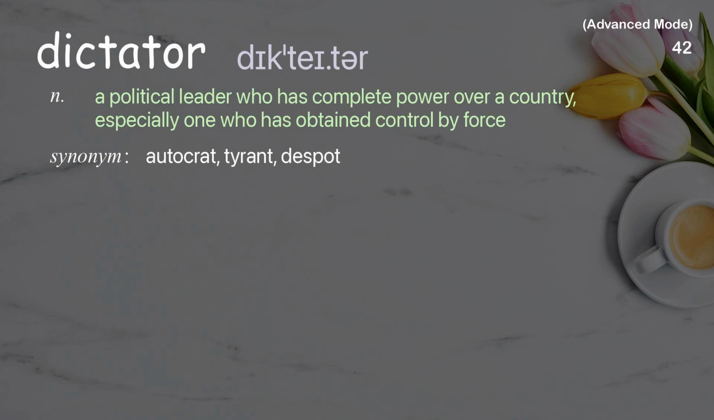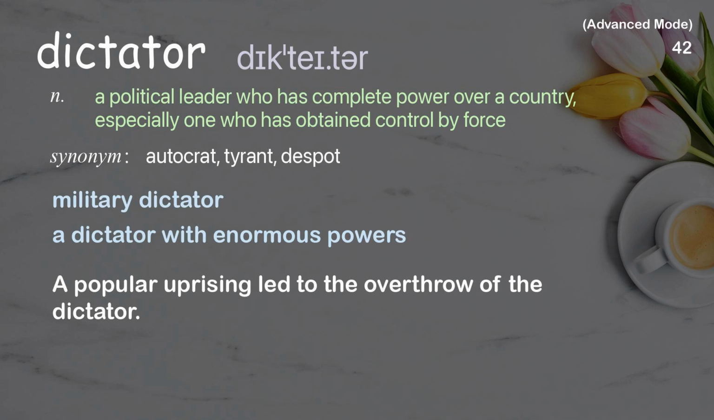Dictator. A political leader who has complete power over a country, especially one who has obtained control by force. Examples: Military dictator, a dictator with enormous powers. A popular uprising led to the overthrow of the dictator.